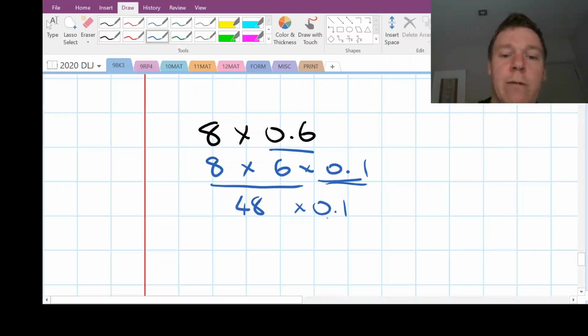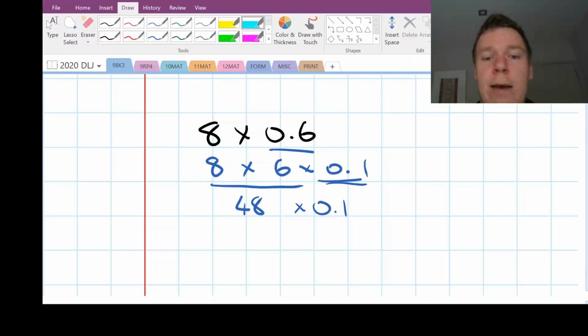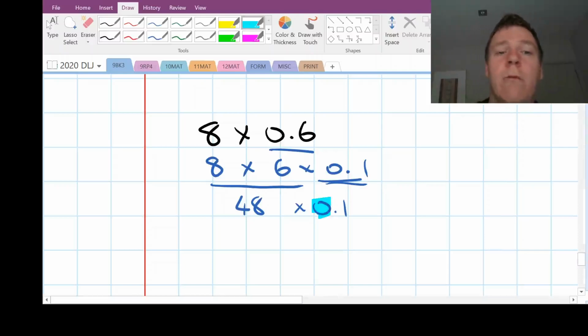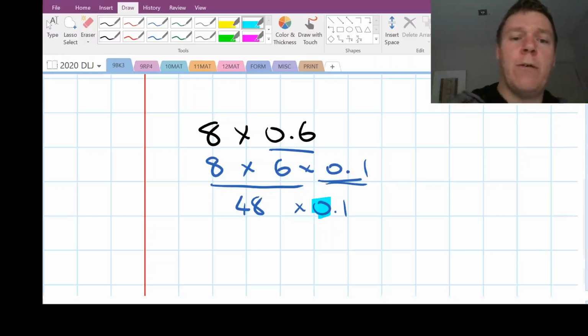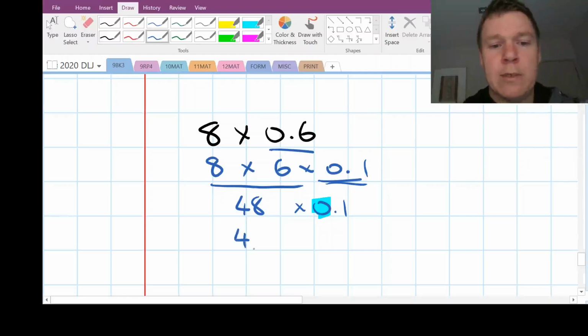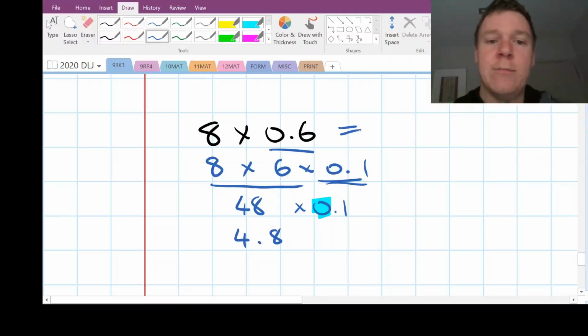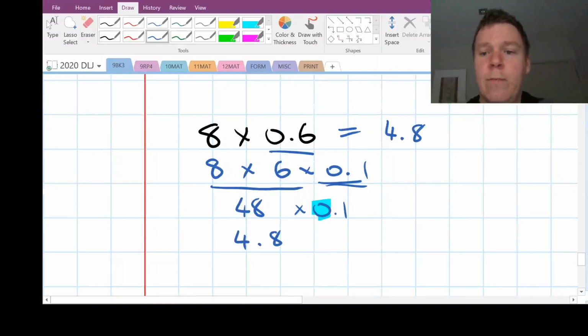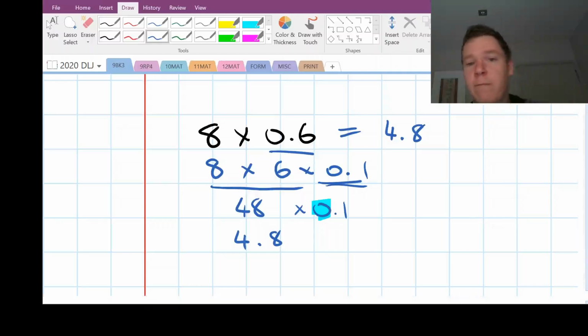So that will move it. Well, a good way to think about how much it's going to move is how many zeros are involved. So I'll come back to this idea. But there's 1 zero involved, so it's going to move one place. Alright, so 48 becomes 4.8 when it's multiplied by 0.1. So the answer at the start, 8 times 0.6, is 4.8. So we haven't used anything other than regular times tables and this notion of moving a decimal point along.